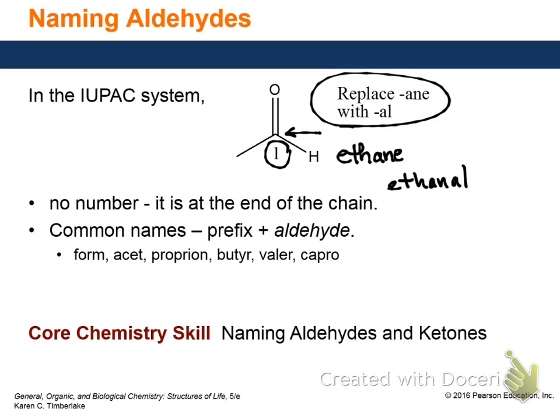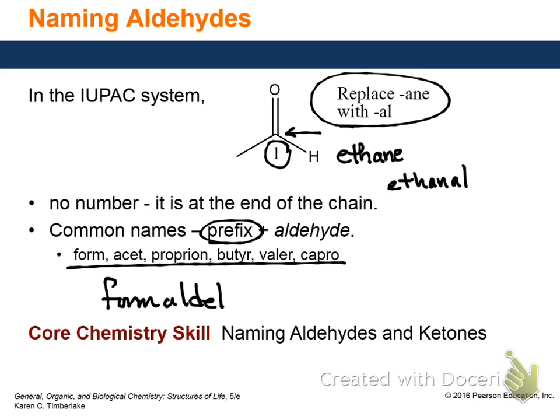So there's some common names you need to know, and I would really rather not do common names, except that, why do we call them common names? Because they're really common, so you kind of have to know some of them, okay? These prefixes will be followed by aldehyde in the common name. So form, that's for 1 carbon, so formaldehyde. Some of these I can't even really pronounce. And then there's acetaldehyde.